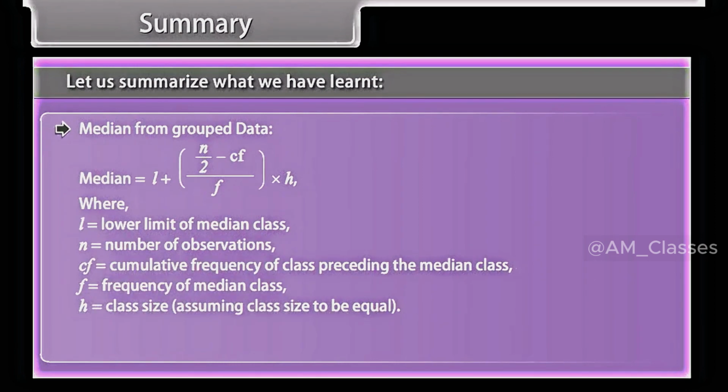Median from grouped data. L plus n by 2 minus CF, that is divided by f and multiplied by h, where L is equal to the lower limit of the median class, n is equal to the number of observations, CF is equal to the cumulative frequency of the class preceding the median class, f is equal to the frequency of the median class, h equals class size, assuming class size to be equal.